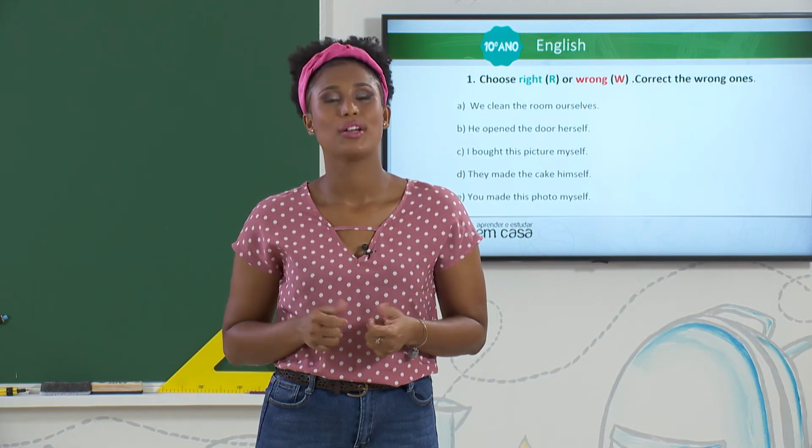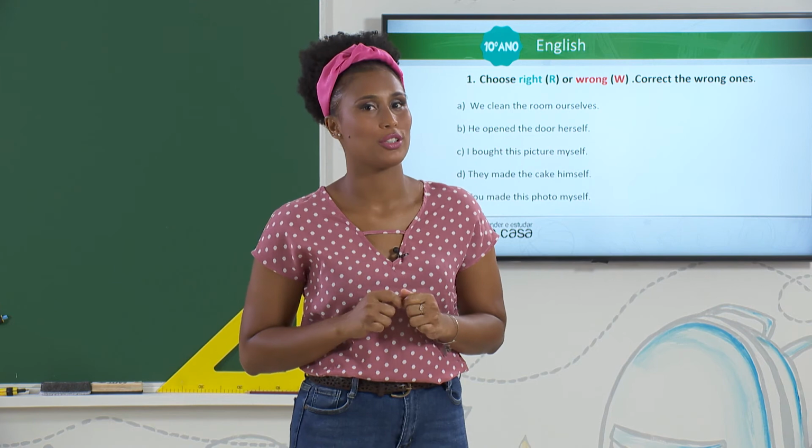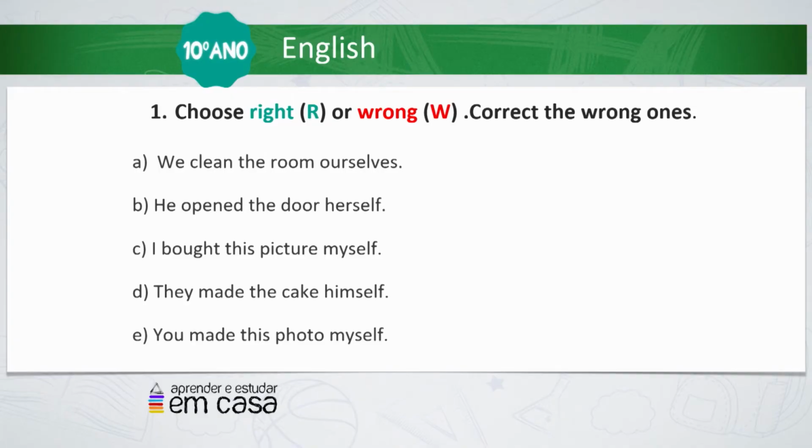Done, students? Good. I know that you are smart. So let's correct them. A, we clean the room ourselves. Is it wrong or right? Let's see. Well, this sentence is right because, remember, we, ourselves. Good. B, he opened the door herself. Is it wrong or right? Well, the sentence is wrong because he cannot be herself, but he opened the door himself. Herself is when we're talking about a she.